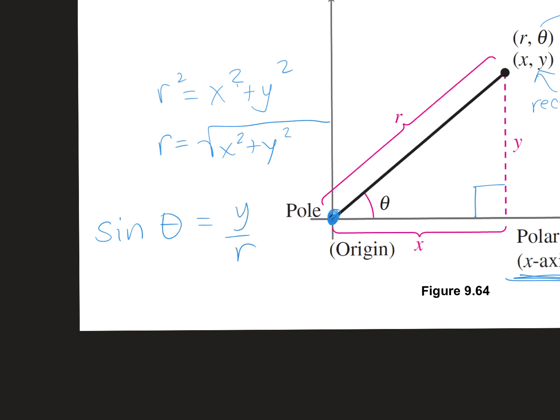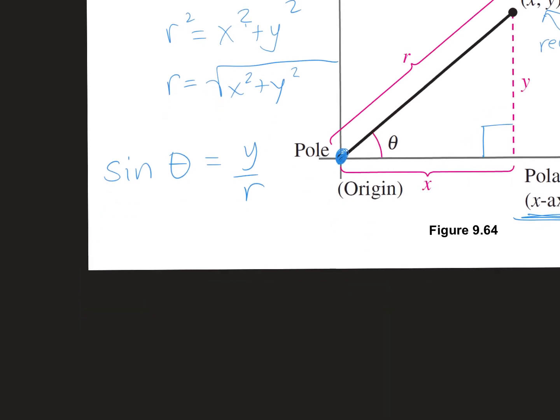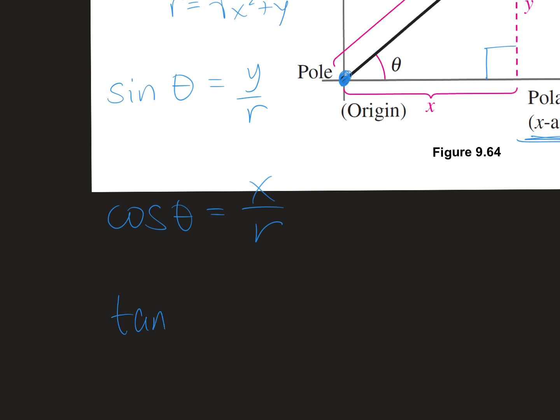Very good. All right. What's another thing that we know? We know cosine. What is cosine going to give us? What's the relationship? X over R. Great. And then what's tangent? Y over X. All right. Good. We remember that. Yay.